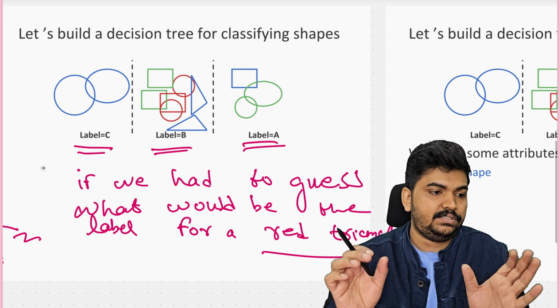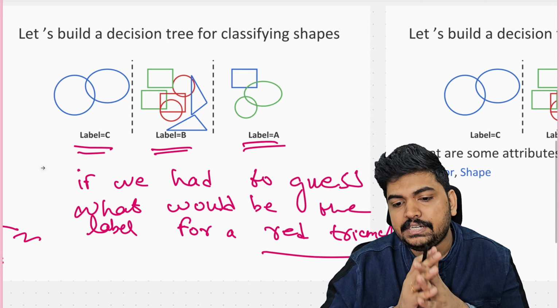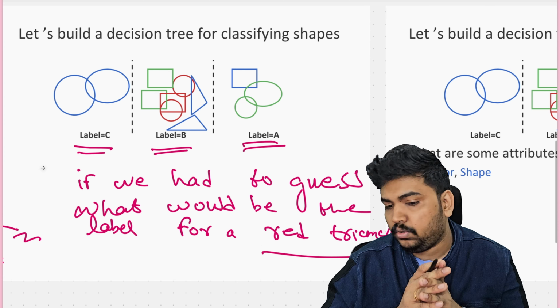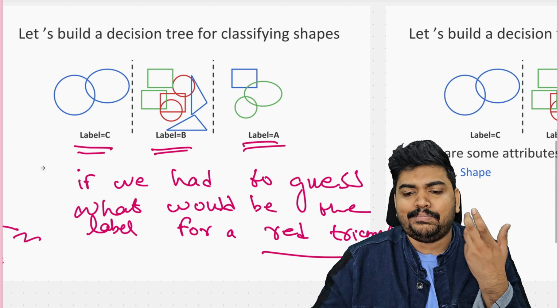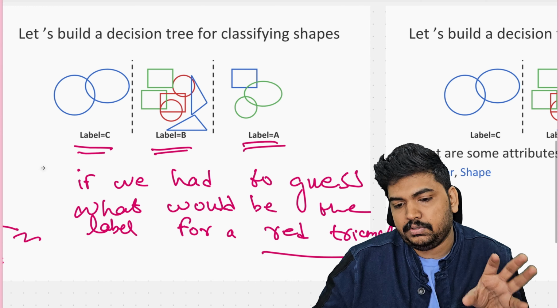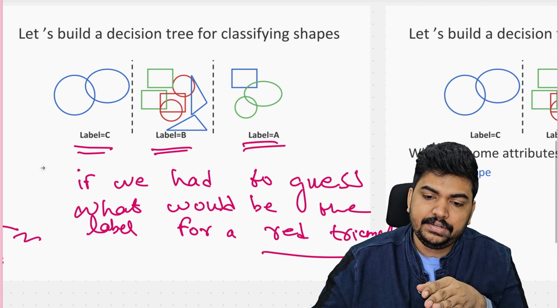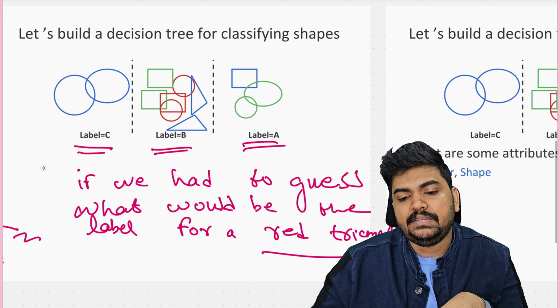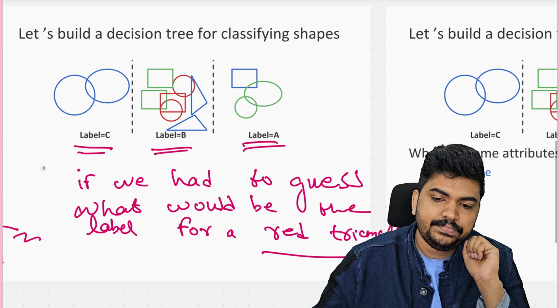It's an unseen instance. But I could say that all the red shapes are assigned to label B and all the triangles are also assigned to label B. Actually, I don't need both. At this point, I would say everything that is red, because there is a red circle and a red rectangle, both of them go to B. Everything that is red has been assigned to label B. So I would give that.